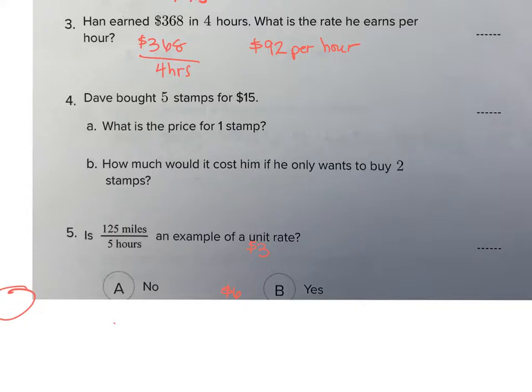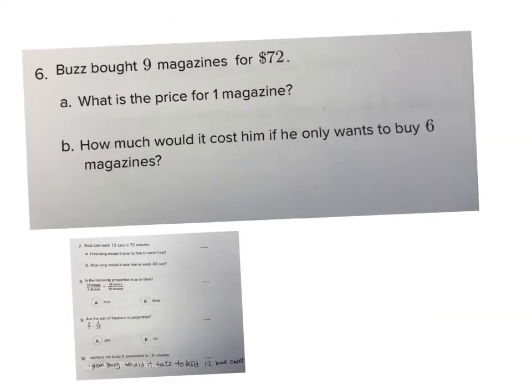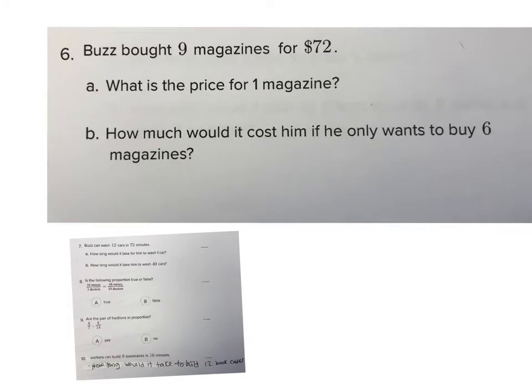Okay, let's go to the next one. Buzz bought 9 magazines for $72. What is the price for 1 magazine? $8. Yeah, it is 8. So if I know that $72 is for 9 magazines, that means it's really $8 for 1.